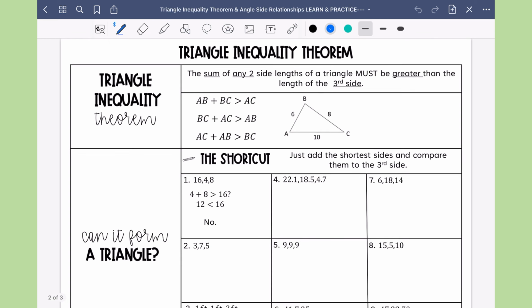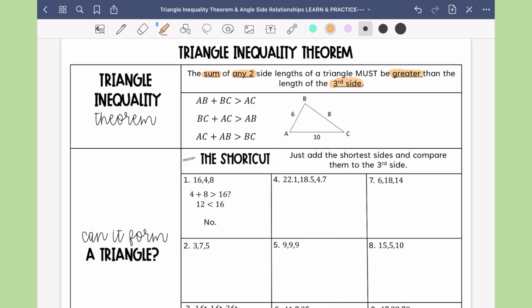The triangle inequality theorem says the sum of any two side lengths of a triangle must be greater than the length of the third side. If you have your highlighter, I would highlight the word sum. Remember, what does sum mean? It means addition. Any two side lengths. On a triangle, we have three sides, so any two of the sides have to be greater than the length of the third side.